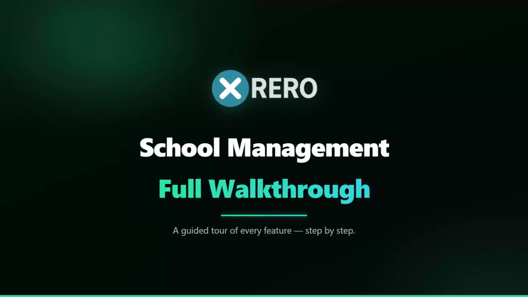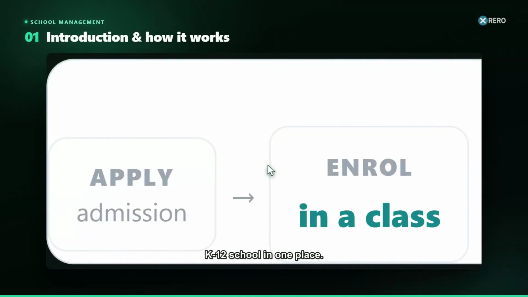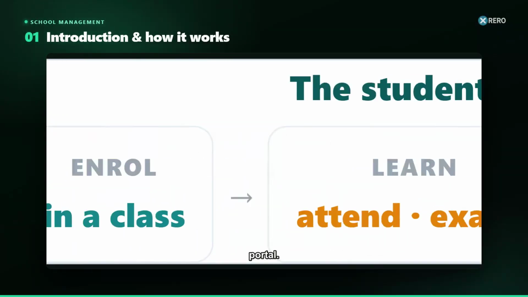Let's dive in. Xrero School Management runs a whole K-12 school in one place. A child applies for admission, is enrolled as a student in a class, attends lessons, sits exams, and the school manages everything around them: fees, library, transport, hostel, health, counseling, and safeguarding, while parents follow progress through a portal.